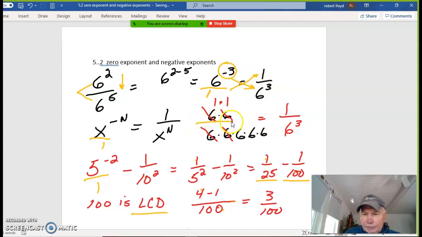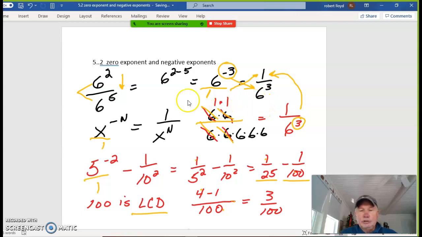Likewise, if we had 6 squared, 6 times 6, divided by 6 times 6 times 6 times 6 times 6, or 6 to the 5th, we would see that if we cancel this 6 with this 6, and this one with this, they would become 1s. So 1 times 1 would be 1, and we would have 3 6s multiplied together, or 6 to the 3rd. So the same situation applies. You just have to change the position of the negative.